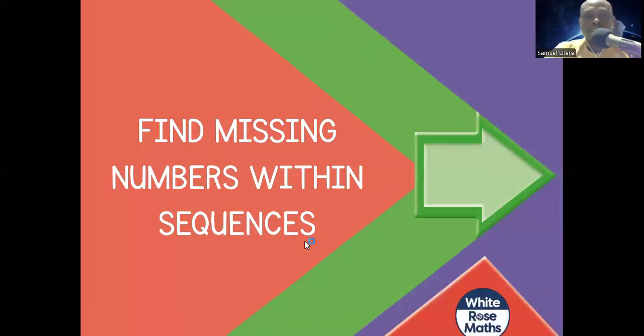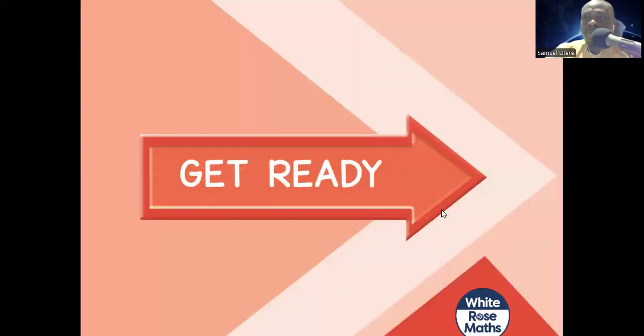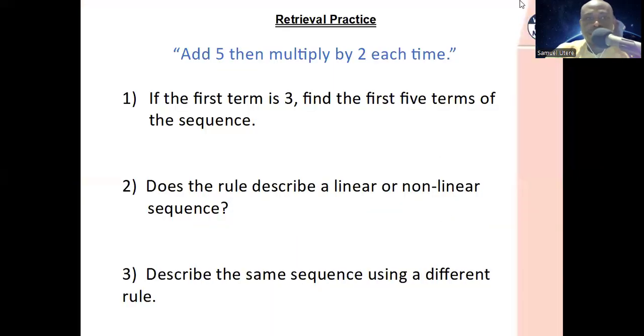So, in your previous lesson, you learned explaining sequences, the term to term rule of sequences in words. So, today, you're going to learn about finding missing numbers within sequences. But before we start, as usual, I would like you to recall what you learned before by doing the retrieval practice. This should take you about 3 minutes. If you cannot finish in 3 minutes, you can pause it and do it at your own pace.